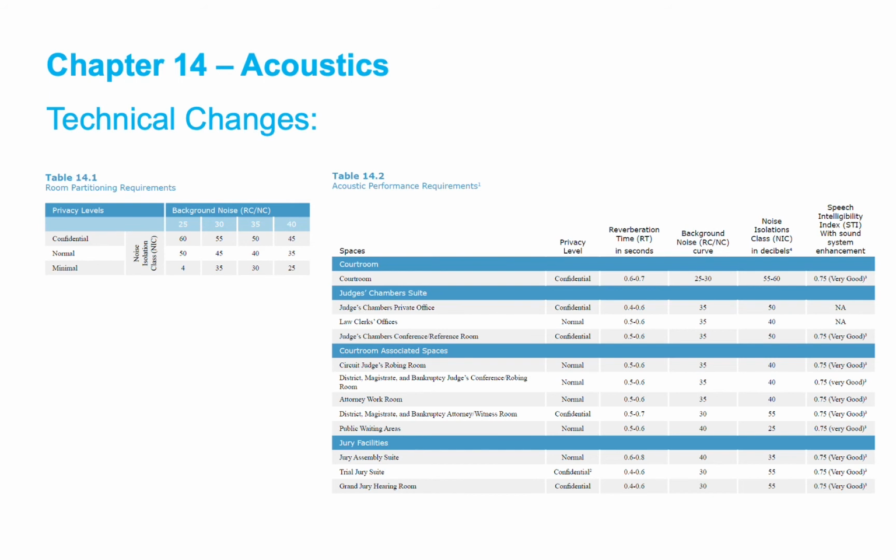Table 14.1 was adjusted to remove the inaudible requirement. Table 14.2 was updated to include Speech Intelligibility Index or STI goals. Additional criteria illustrated in this chart has been updated.